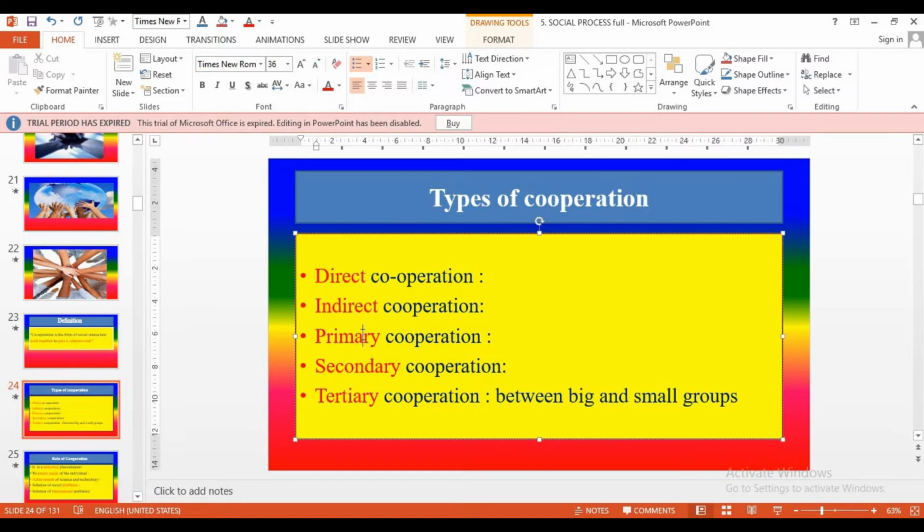Then primary cooperation. As in direct cooperation, primary cooperation concerns people in primary groups, mainly familial, with face-to-face interaction and sentiment of living. Secondary cooperation is at the secondary group level: economic groups, political groups, etc. Then tertiary cooperation is between big and small groups. For example, the government cooperates with other institutions, for example educational institutions, between big and small groups.